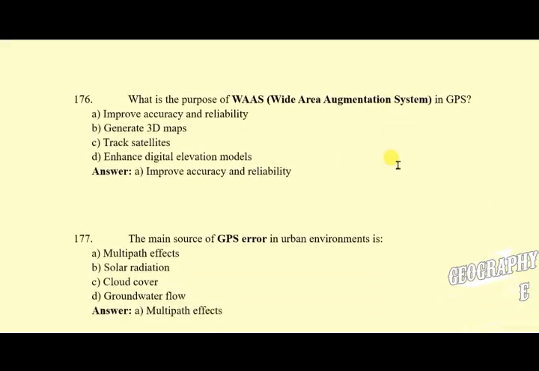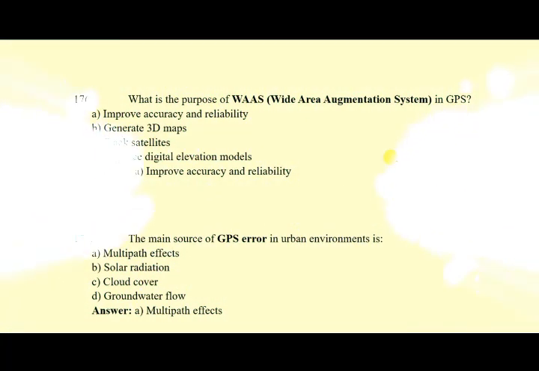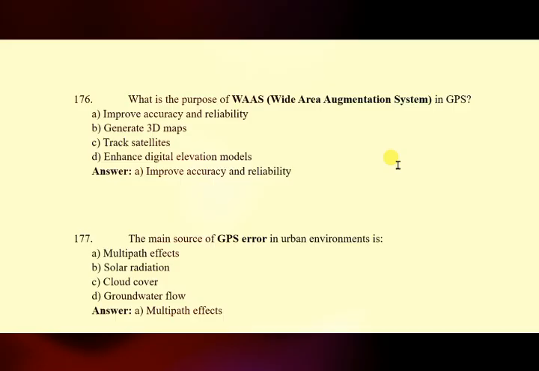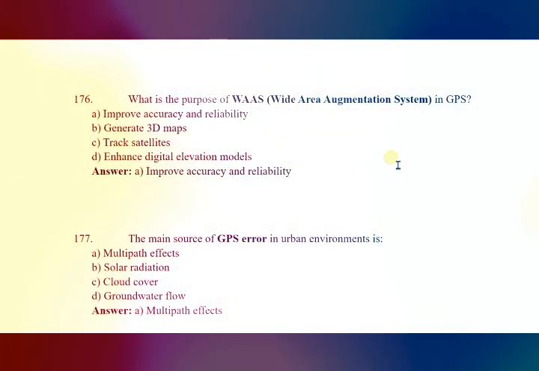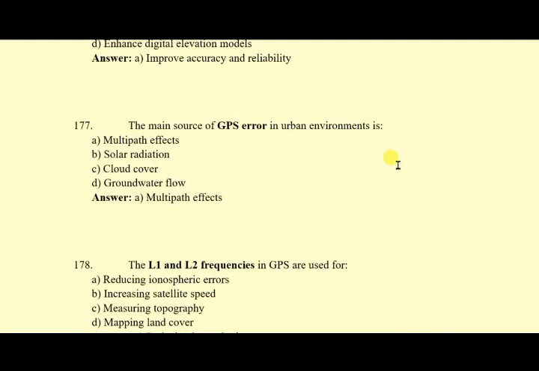Question 176. What is the purpose of WAAS, Wide Area Augmentation System, in GPS? Improve accuracy and reliability, generate 3D maps, track satellites, enhance digital elevation models. Here the right answer will be improve accuracy and reliability. 177. The main source of GPS error in urban environments is multipath effects, solar radiation, cloud cover, groundwater flow. Multipath effects.